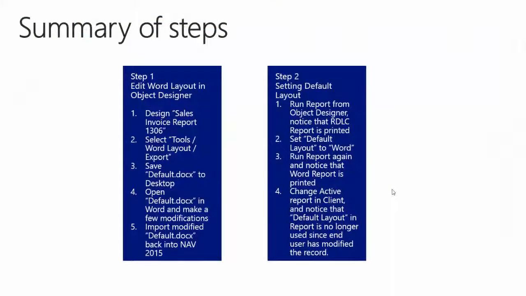So to summarize, we first exported the Word layout from the Object Designer. We made a few modifications to the layout in Word, and then we imported our modified Word layout back into NAV 2015. We then printed the report, and we noticed that the default layout was set to RDLC layout, so we could not see our modifications since the report was printing the RDLC layout and not the Word layout. We then changed the default layout to Word and then printed the report. And finally we learned that the default layout has no effect when the user has modified the record.